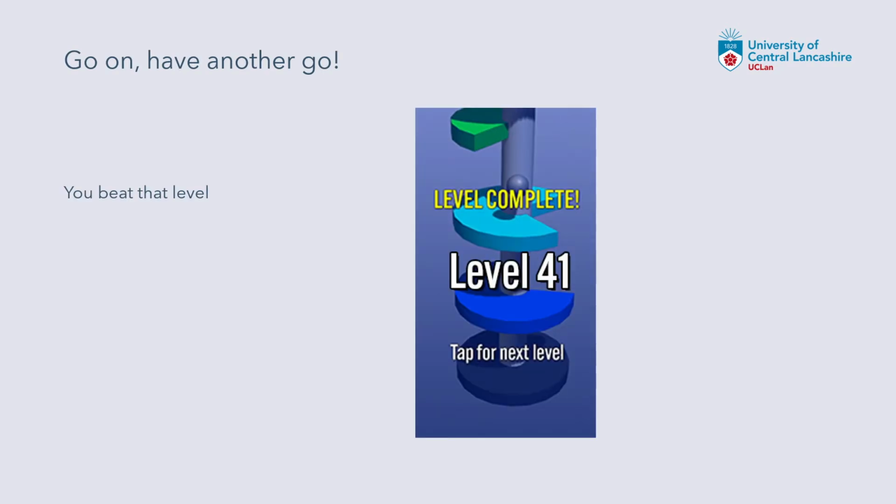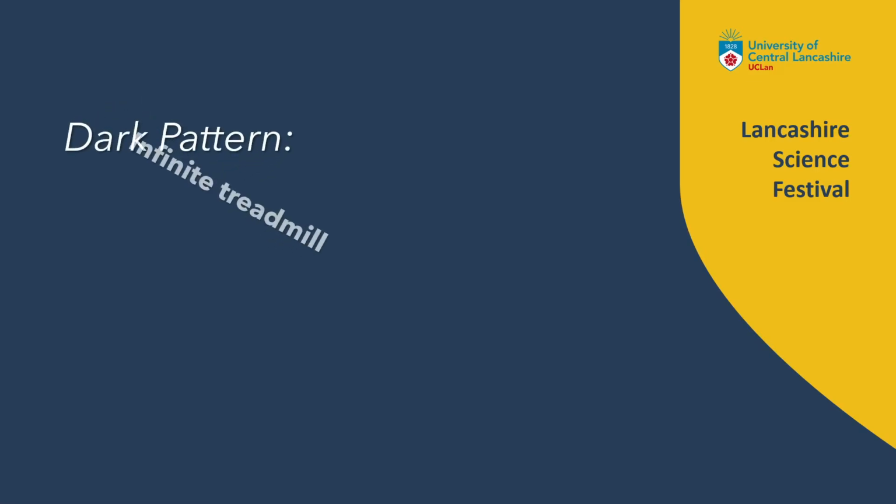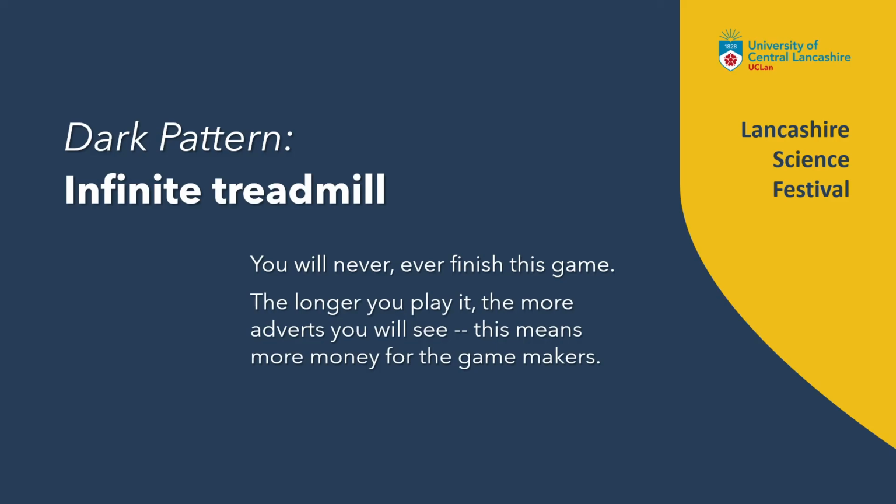Here's another thing that's a sneaky trick. You beat the level, so now you try to beat the next level, and the next level, and the next level. And it turns out there's no end to this game. It's impossible to win or complete the game. We call this dark pattern an infinite treadmill. The more adverts you see, the more money the game makers make.